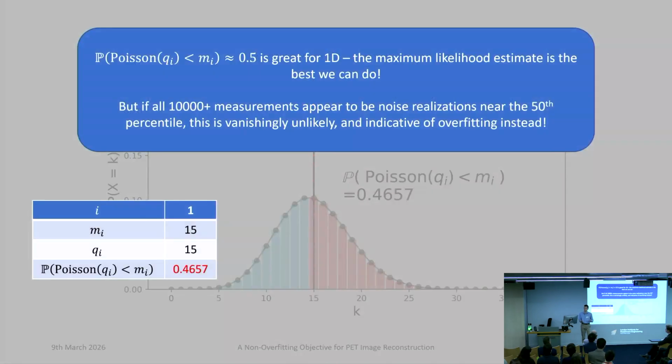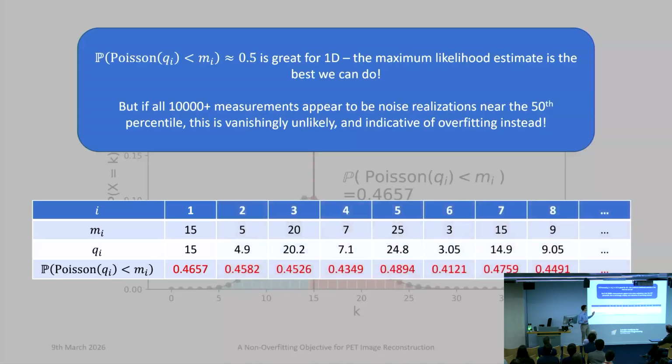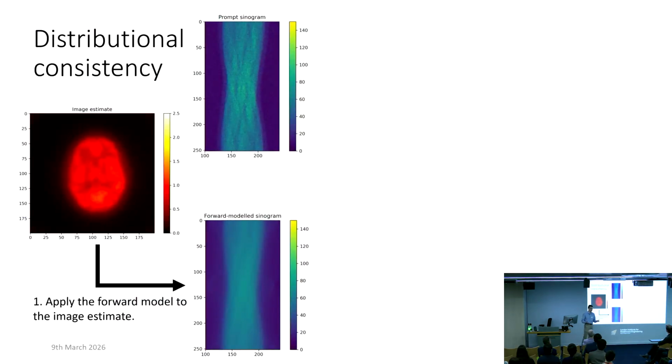The maximum likelihood estimate is just kind of all we can do in one dimension. But if we have thousands of measurements in a Poisson noisy sinogram that we know are independent, and we see all of these percentile values, if they're all close to about 50% or so, that's vanishingly unlikely. We're just overfitting to the data at that point. And so what we'd expect is actually a much more uniform distribution of these percentile values. So how can we use this observation to help us build a different criterion?